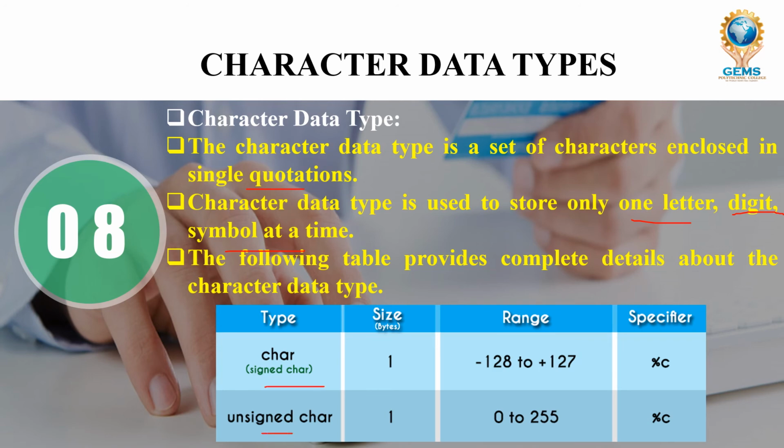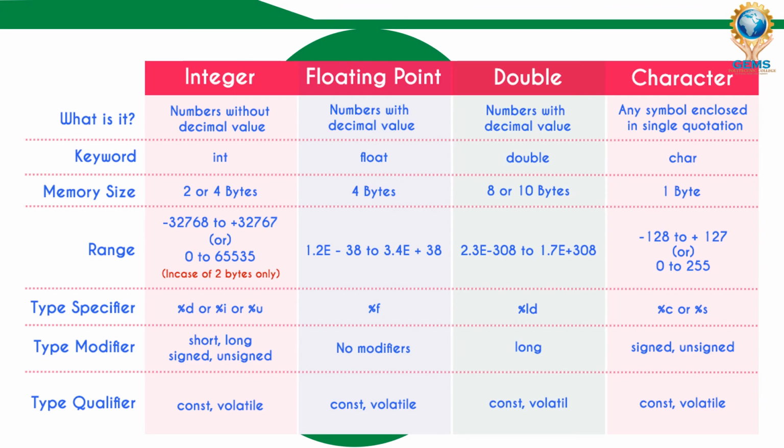Signed character or unsigned character. The size is 1 for both. So once we declare the data type as character, that means 1 byte is stored in the memory, and the range is this one to this one, and the specifier is this one, right?